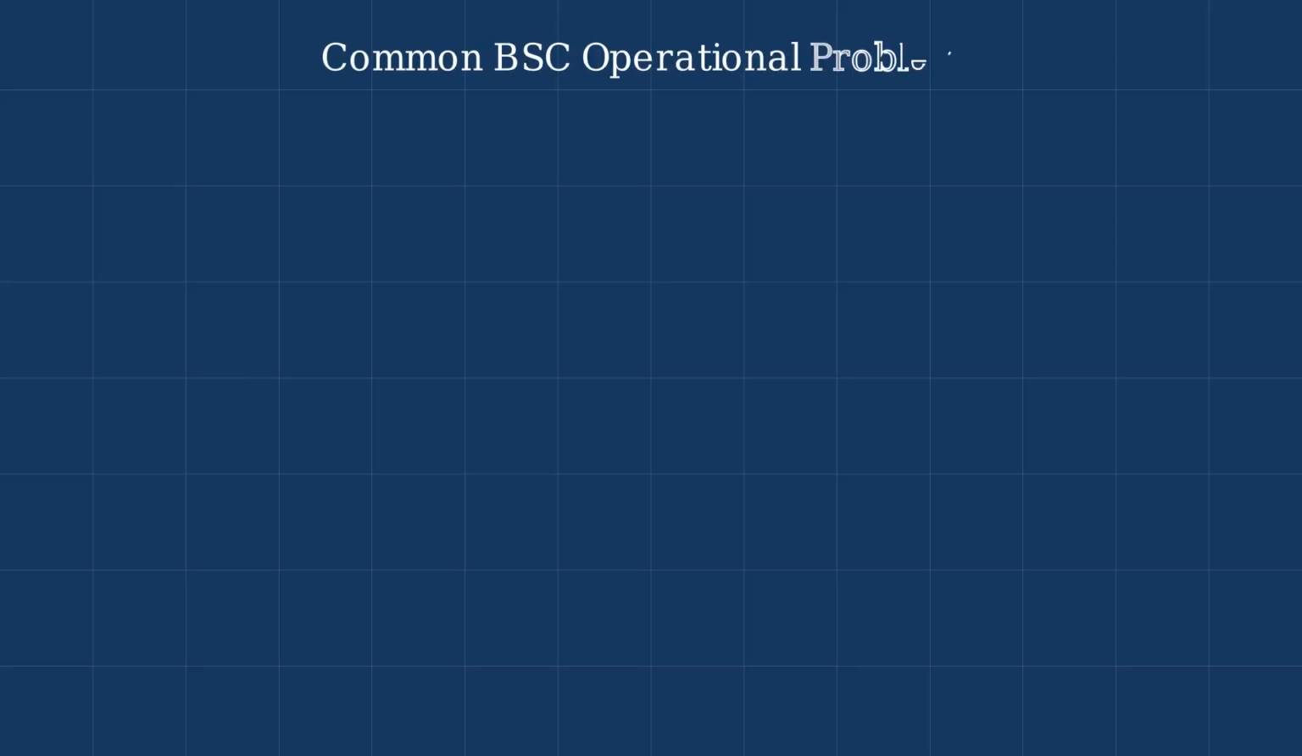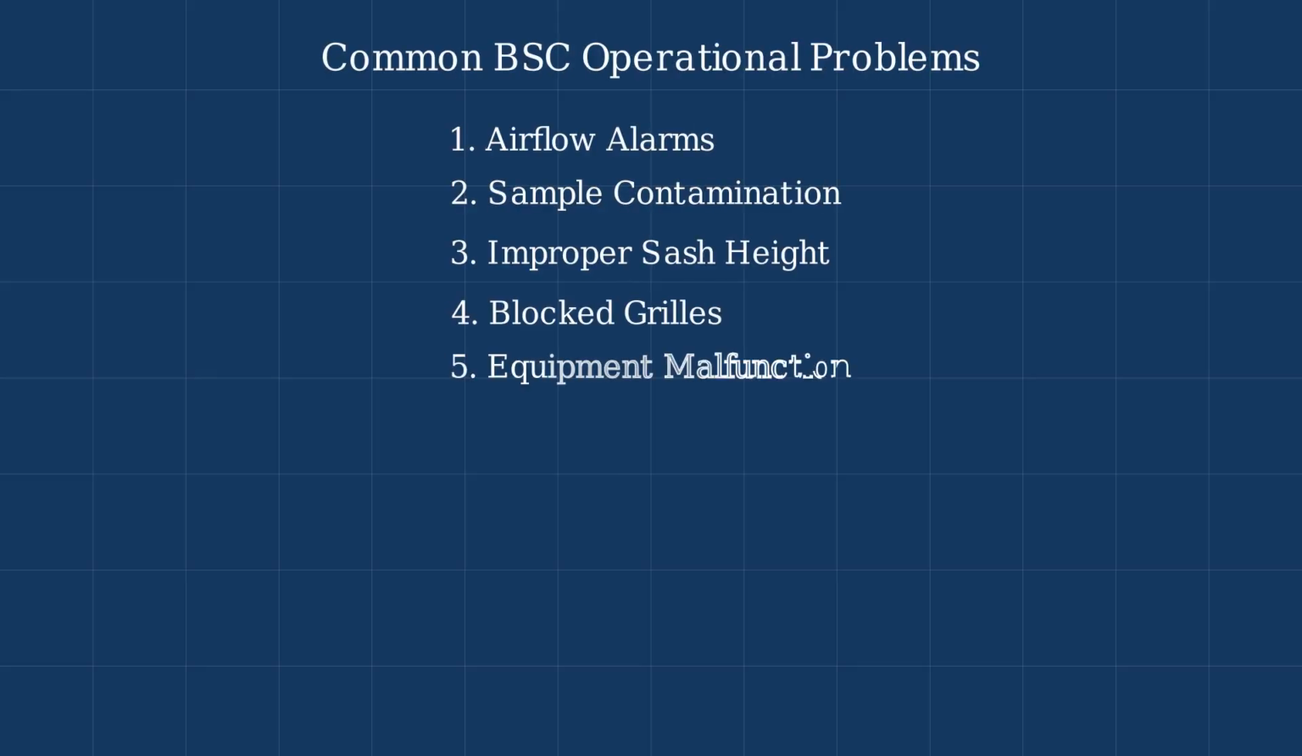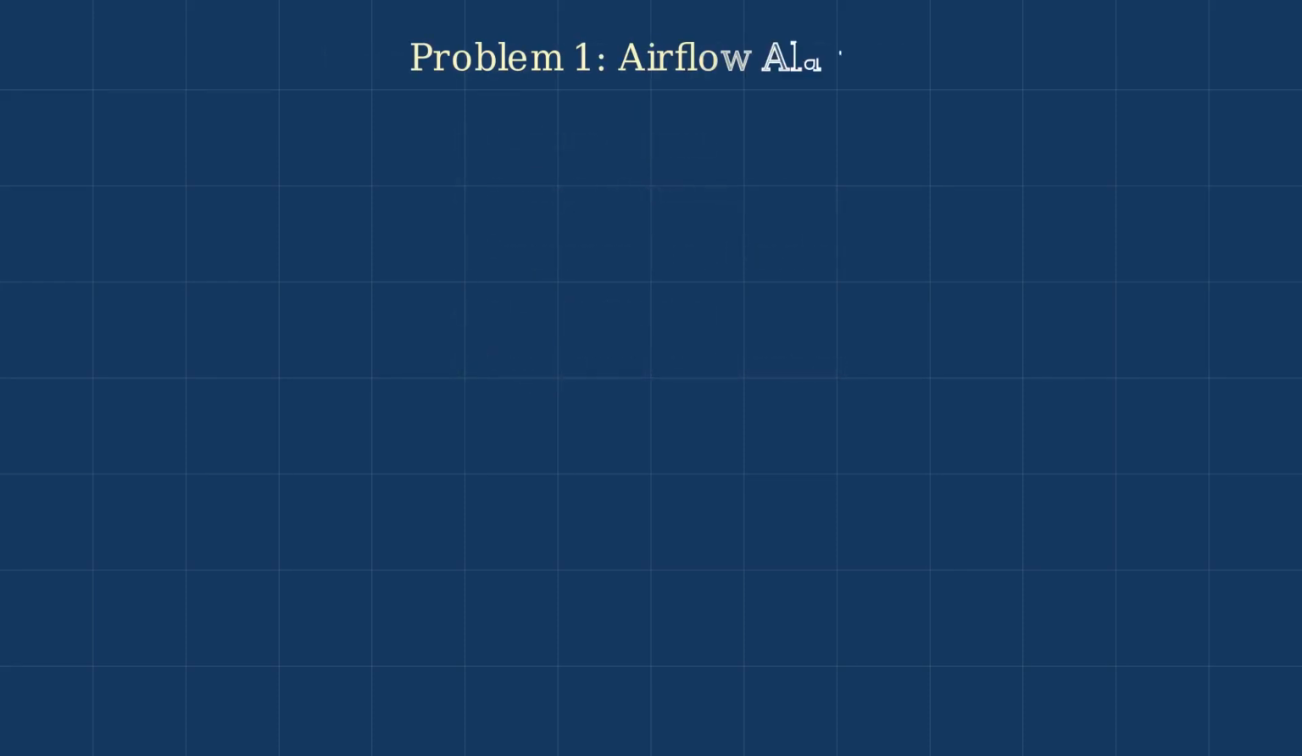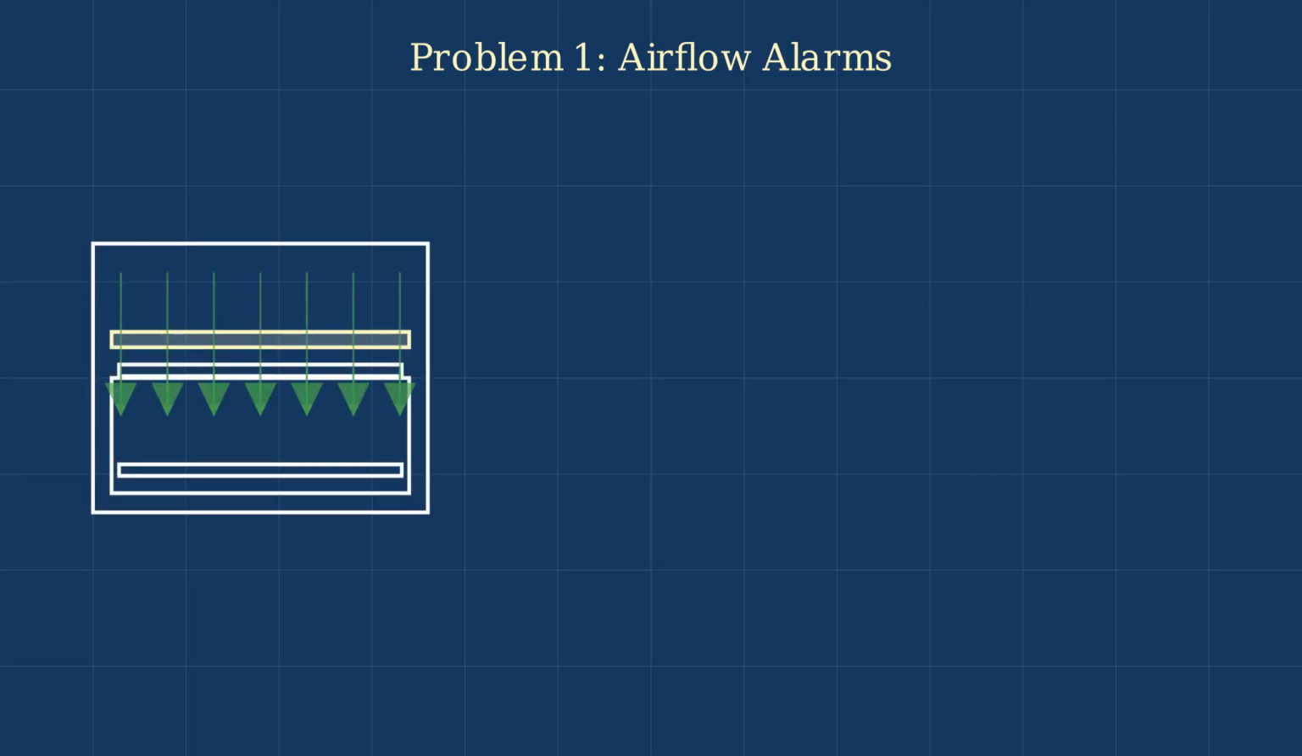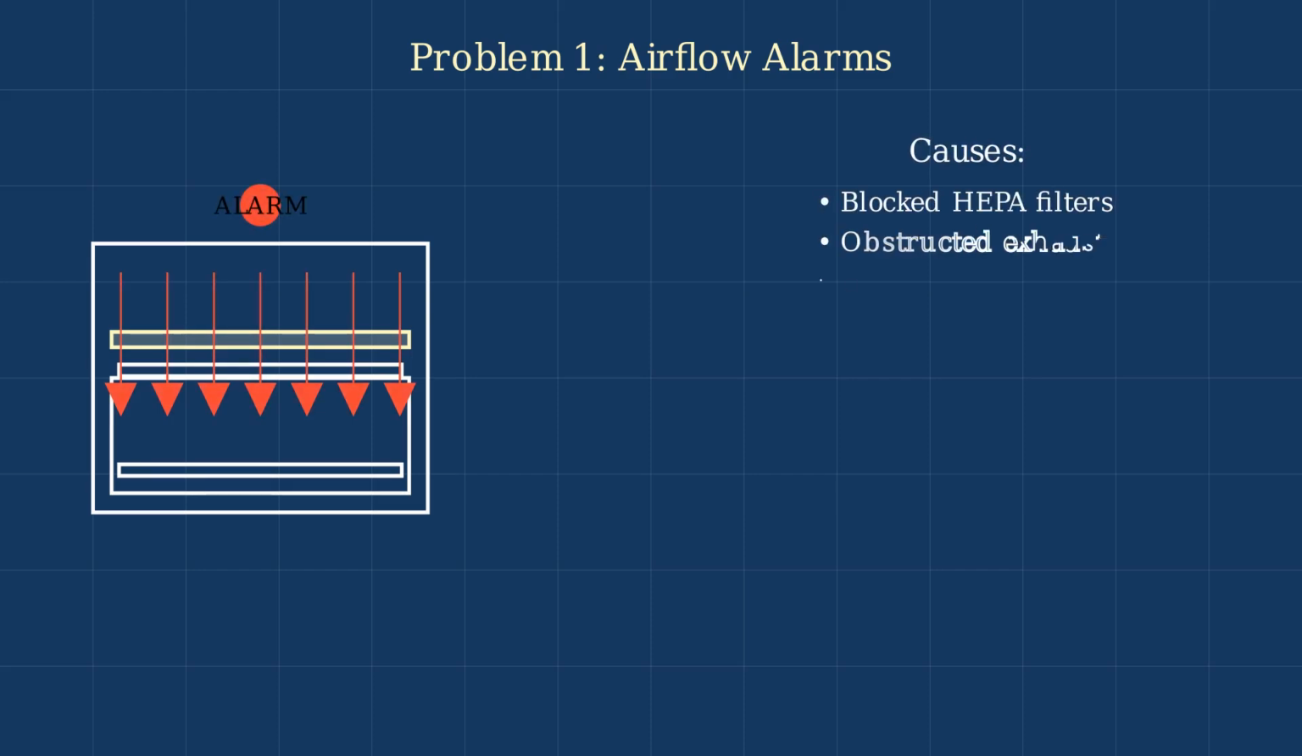Biosafety cabinets can experience several operational problems that may compromise safety and experimental results. Airflow alarms are one of the most common BSC problems. These alarms activate when airflow parameters fall outside acceptable ranges. When airflow is disrupted, the cabinet's protection capabilities are compromised. This triggers an alarm to alert users of the unsafe condition.